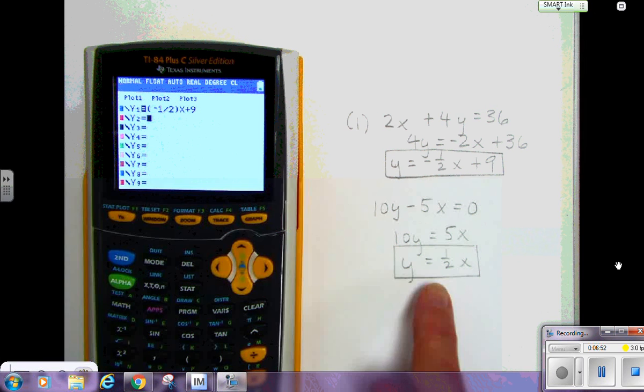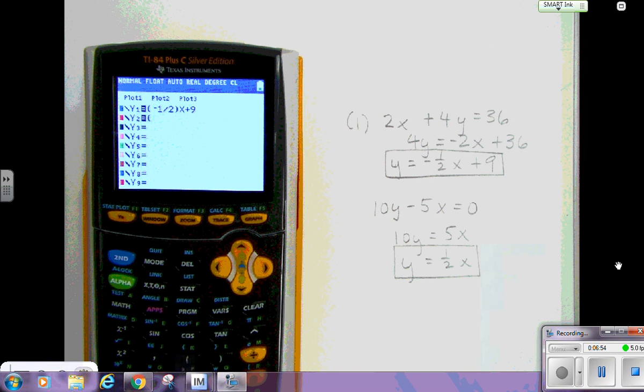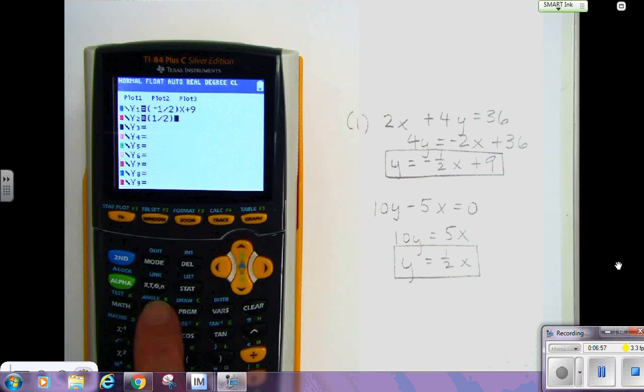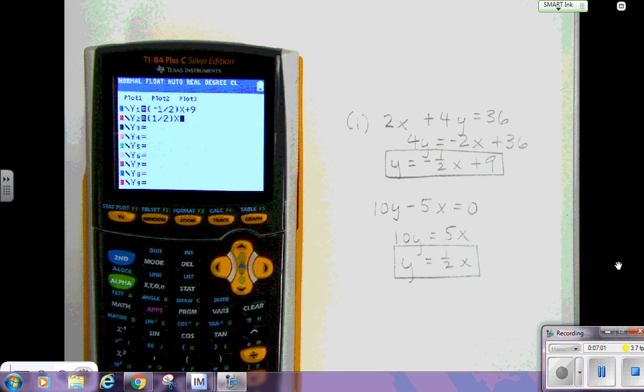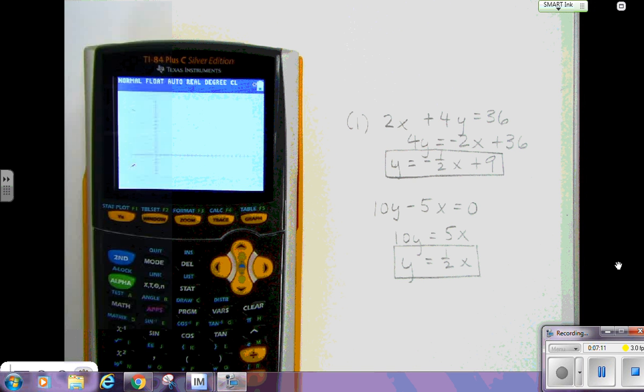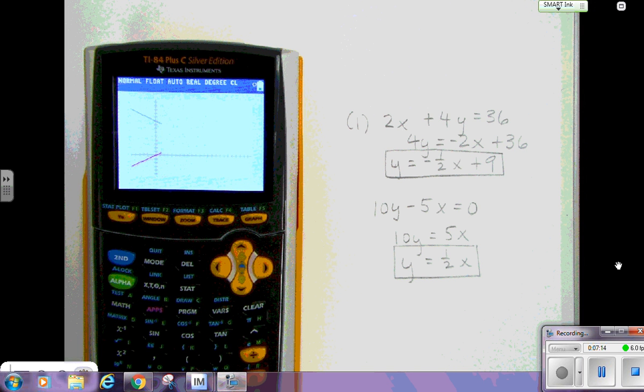I already have the y equals, parentheses, 1 divided by 2, parentheses, x. You got to remember to put that variable down. Sometimes I used to forget and it would give me a horizontal line, which is not what I want. Okay, and press enter on that one. So you have your two equations. Now let's press graph, and we'll see here come the two lines.